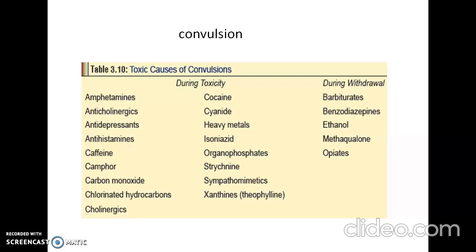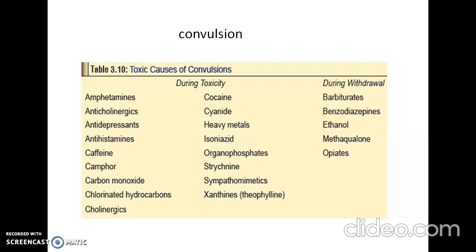So here is a list of agents which can cause convulsions. The drug toxicity includes amphetamine, anticholinergics, antidepressants, antihistamines, caffeine, camphor, carbon monoxide, chlorinated hydrocarbons, cholinergics, cocaine, cyanide, heavy metals, isoniazid, organophosphates, strychnine, sympathomimetics, and xanthine. Even drug withdrawal may sometimes precipitate convulsion, like barbiturates, benzodiazepines, ethanol, methaqualone, and opioids.